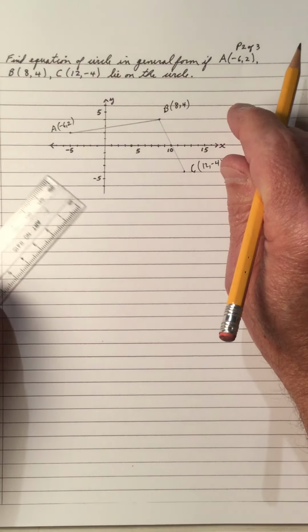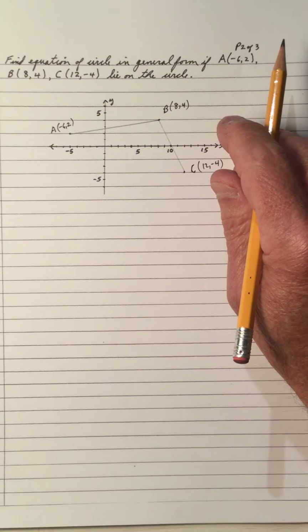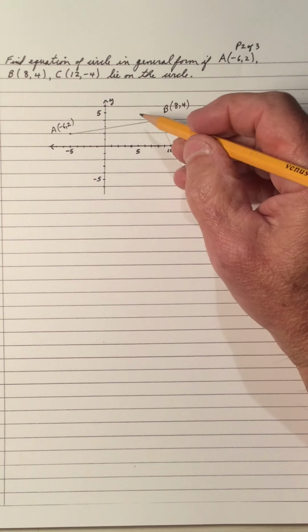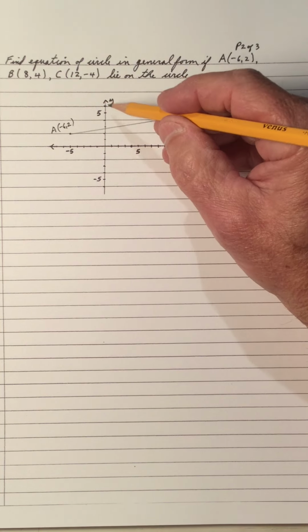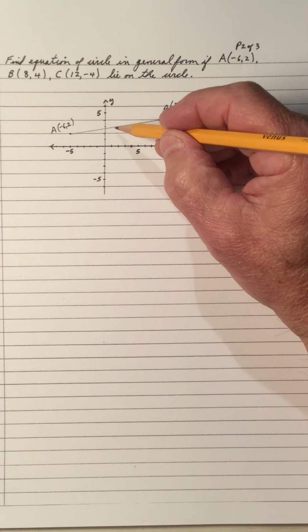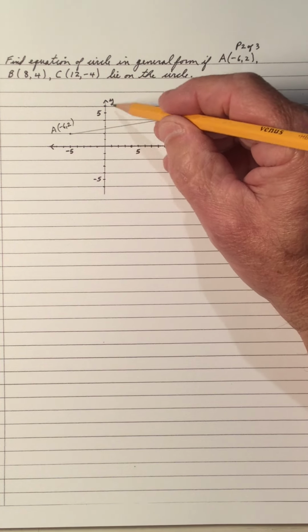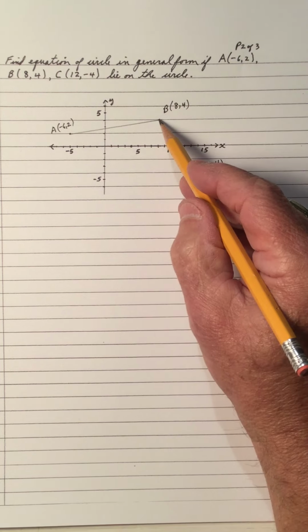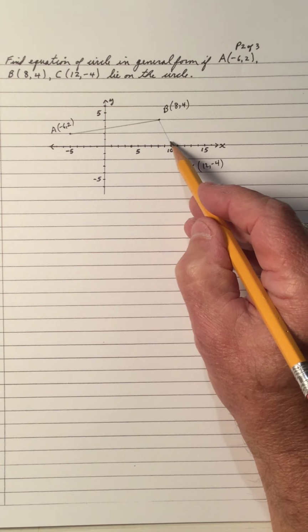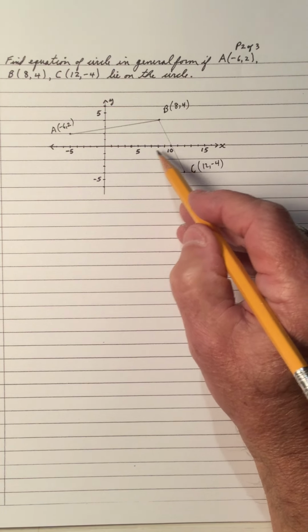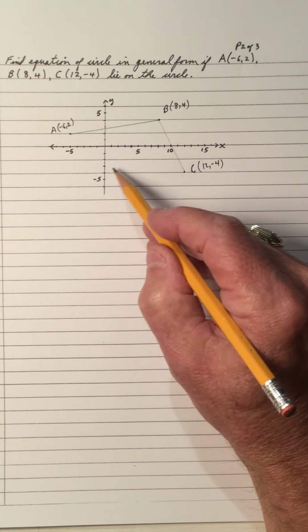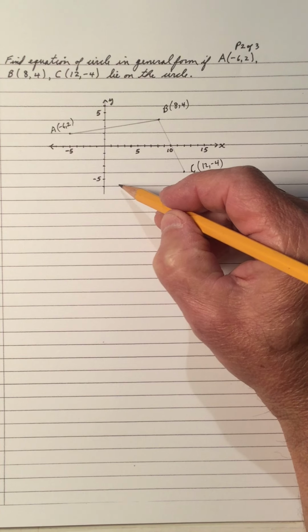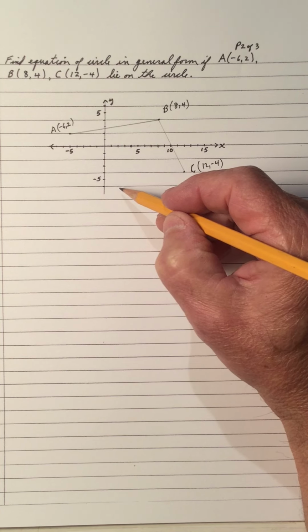So what happens if you take the segment AB and construct its perpendicular bisector? The perpendicular bisector will go through the midpoint of this segment AB and be perpendicular to it. So there it is, somewhere down here. And the perpendicular bisector of BC goes to the midpoint of BC and is perpendicular to BC. These two perpendicular bisectors will intersect, and where they intersect will be the center of the circle.